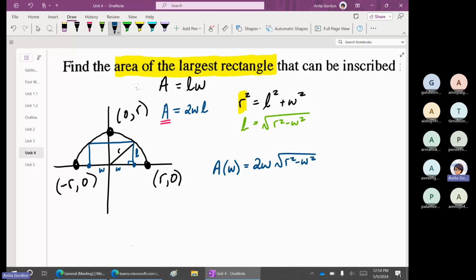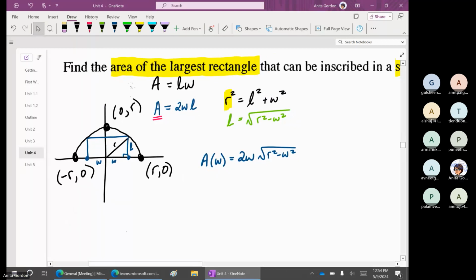Okay, and now that we have the equations, we have a picture, let's get to doing the mathy bits. We want this to be a maximum. What do I do? Derivative. This is a product rule and a chain rule. However, you could, if you wanted to, square the 2 and the W, put it inside of the radical and make it one thing.